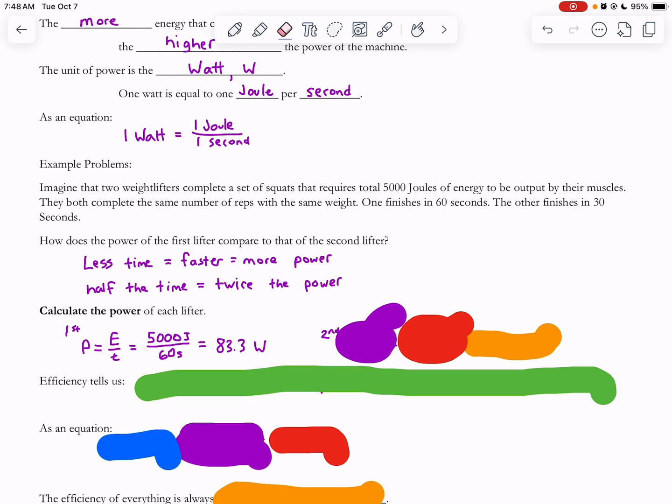Our second weightlifter, we already know the answer is going to be twice that, okay? But when we do the work, it looks exactly the same. We have power equals energy divided by time. And then we have 5,000 joules divided by 30 seconds because he did it in less time, half the time. So when we plug that into our calculator, we actually get 166.66 repeating, but I rounded to 166.7, same unit, it's the watts, okay?